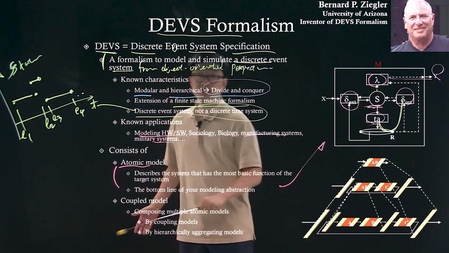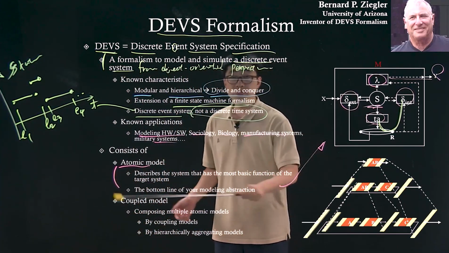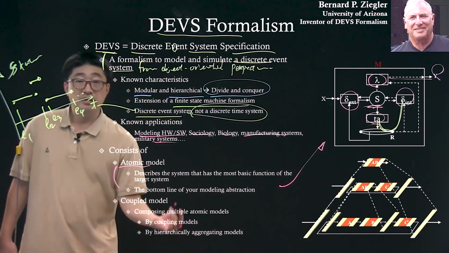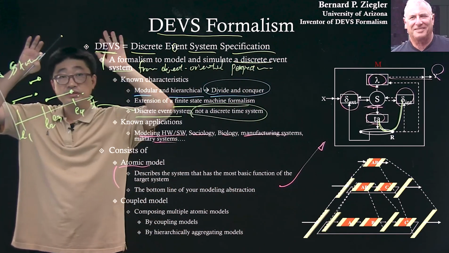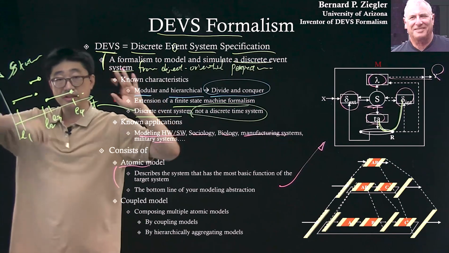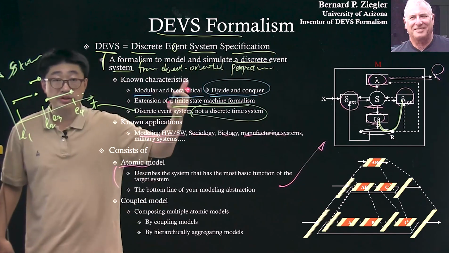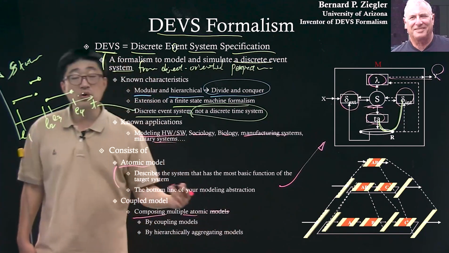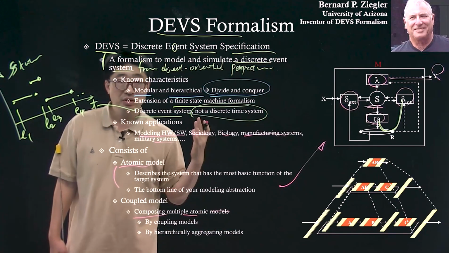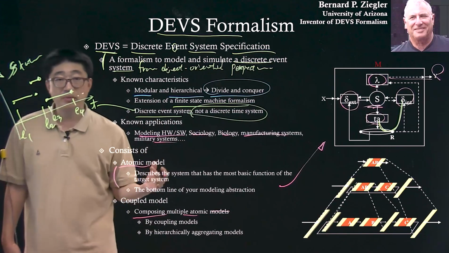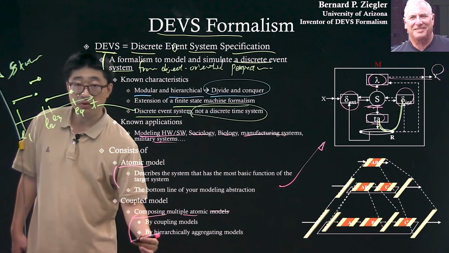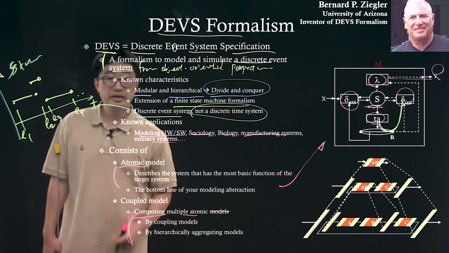And the coupled model is here. What is this coupled model? It can couple two different DEVS models and create a new model. Composing multiple atomic models, or it doesn't have to be an atomic model. If it is a DEVS formalism model, closed under coupling, then it will be composed by coupling the models.